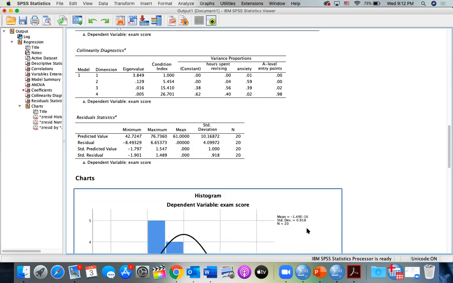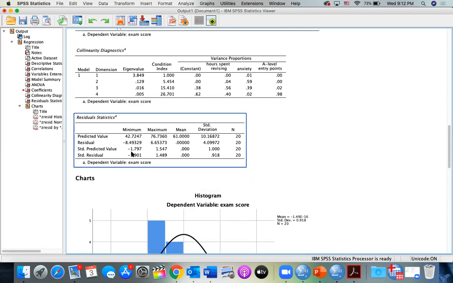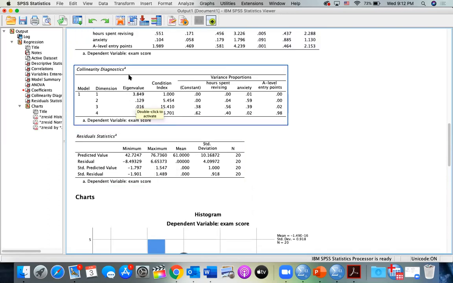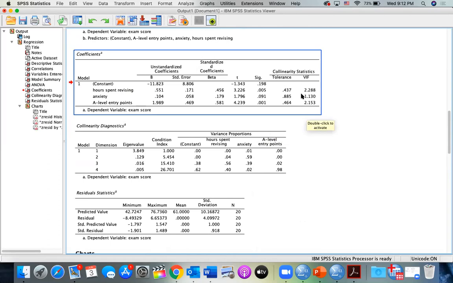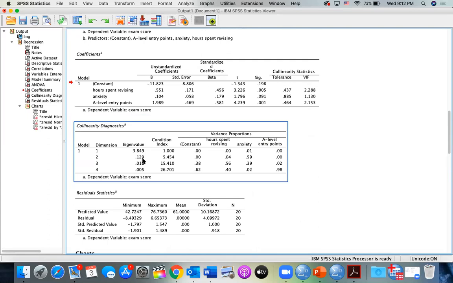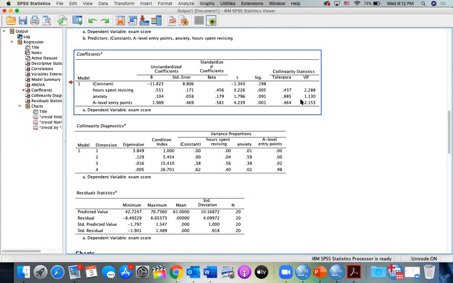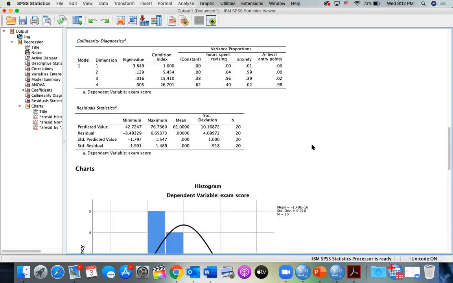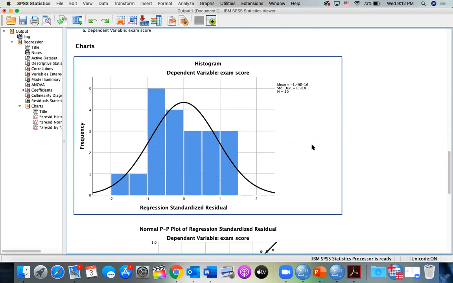Okay, so let's move to the, there are also some statistics about residuals. We usually care about the collinearity diagnostics if there is a violation in the VIF scores. So we don't look at this table usually if the VIF is below 10. Okay, so let's look at the first plot or chart.